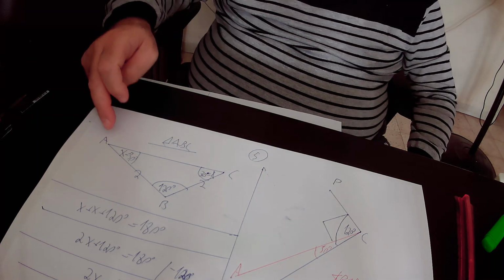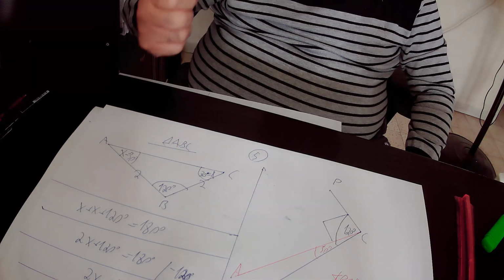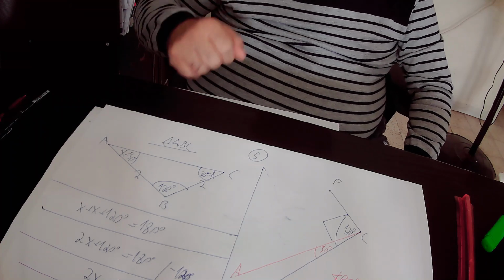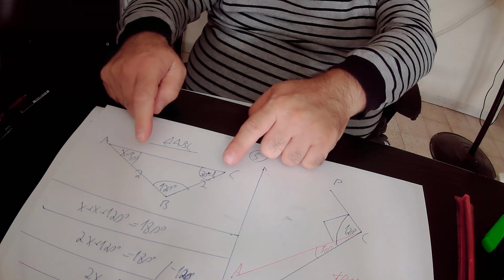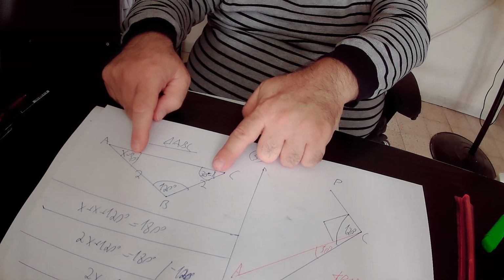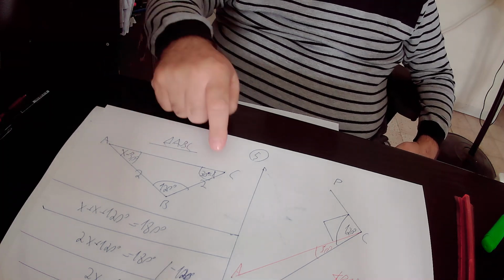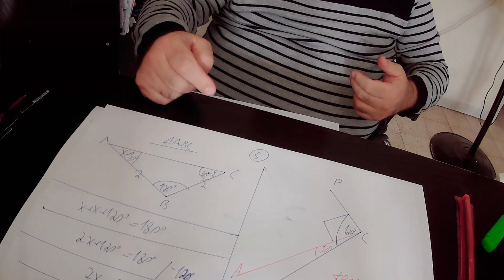Because side AB equals side BC, they are both equal to 2 units, therefore they are equal to each other. We have the rule that opposite equal sides in a triangle, there are equal angles. So opposite those two sides that are equal to each other, we have those two angles that must also be equal to each other. So if this angle is x, then this angle will also be equal to x.